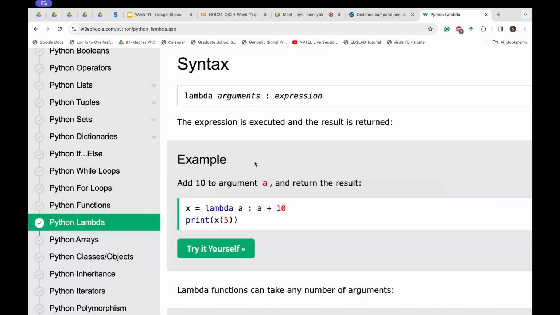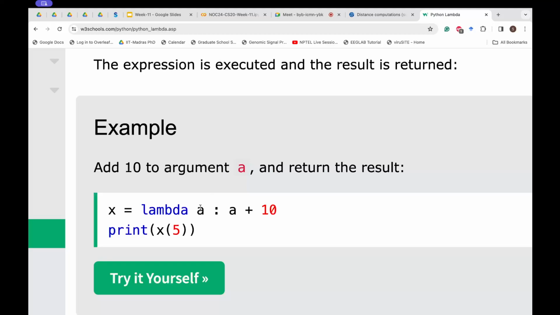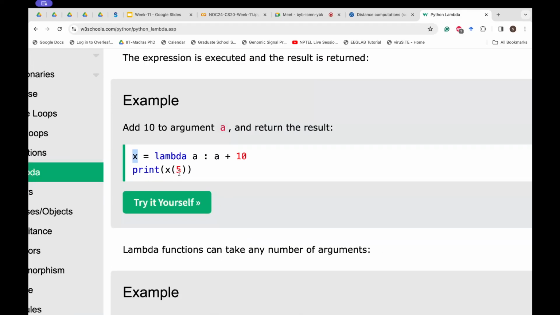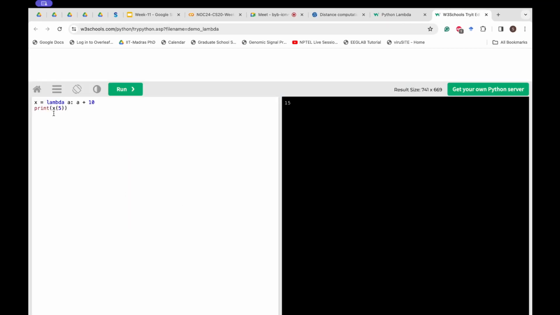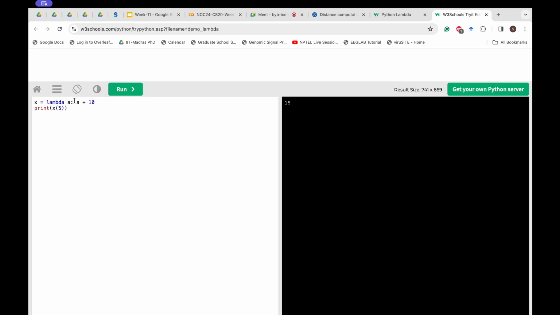So what it does in this case, lambda a: a plus 10. You are giving a as input to this lambda and getting a plus 10 as output. This lambda function is assigned to this variable x. If I call this variable with the argument 5, it will act as a function: you are giving 5 as input, so it will go to a and it will output 5 plus 10, that is 15. So that's the simple example of lambda function.